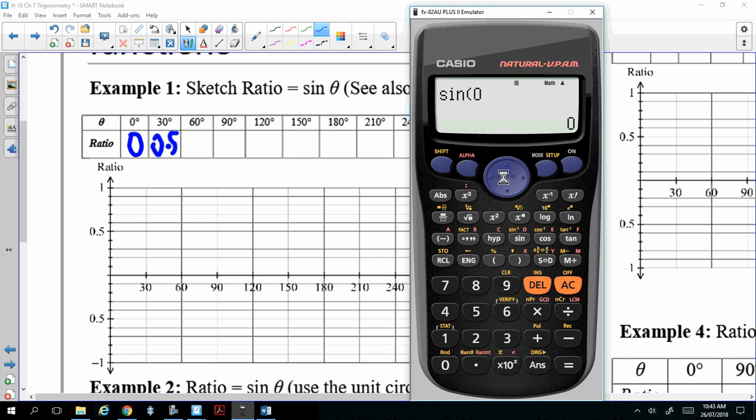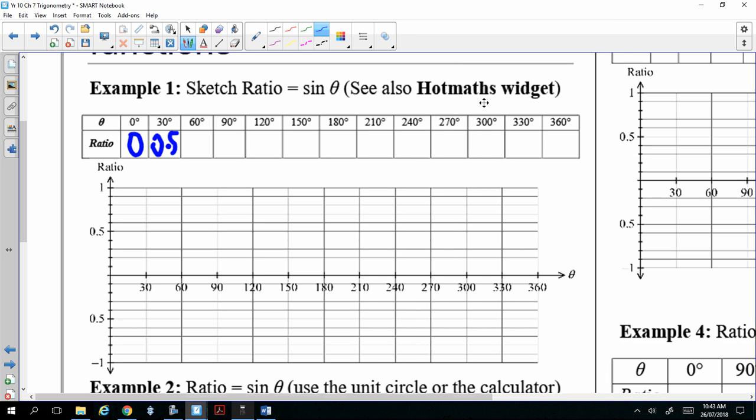Or root 3 over 2, but we need to know the decimal value of that so we can plot the points. All right, okay, good. Sine 60, what do you get? 0.86, so about 0.9. And then sine 90 is 1, right? And then you keep going. Okay, good.